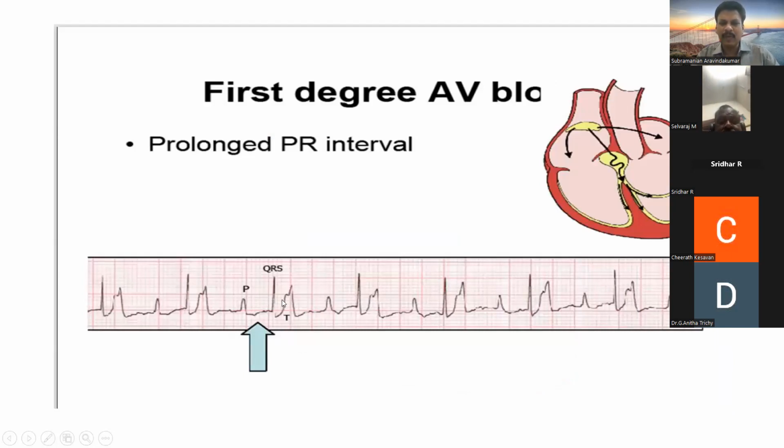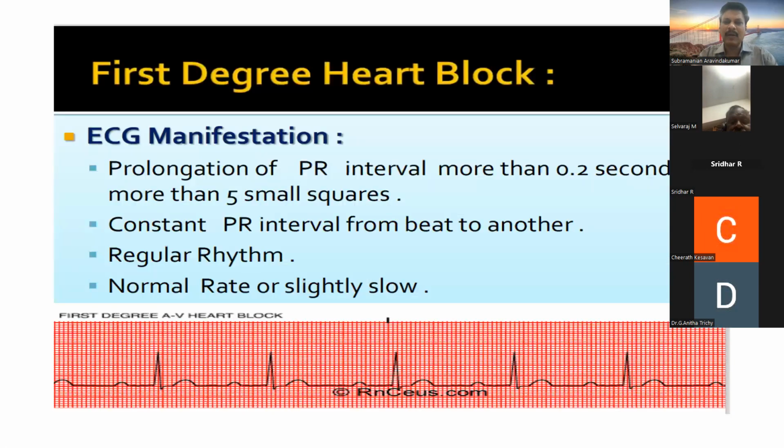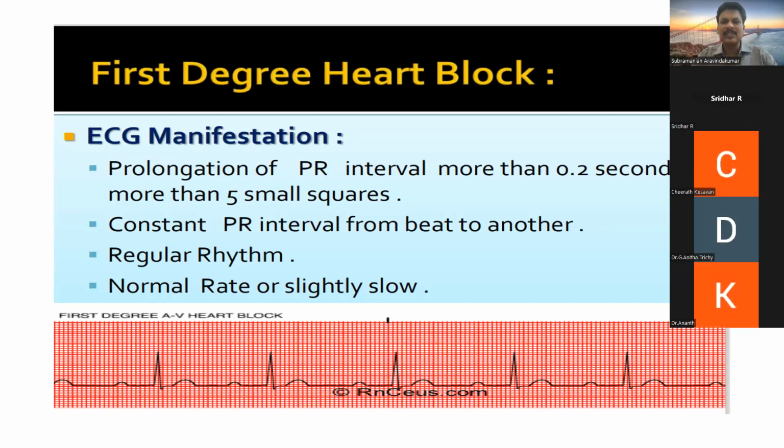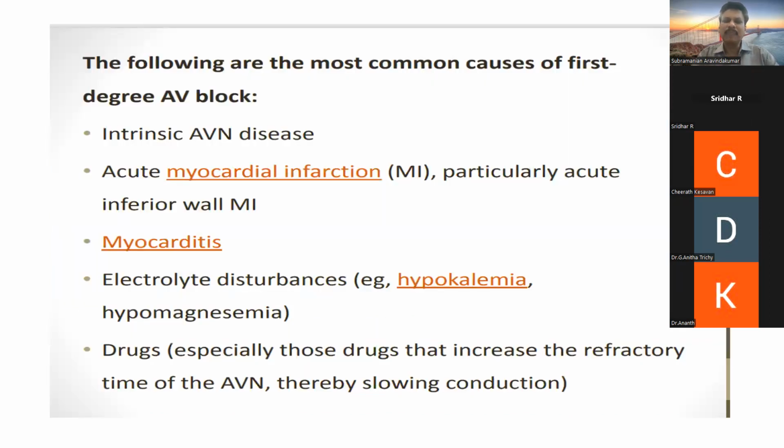Every P wave is followed by a QRS complex, but the PR interval is more than 5 small squares. Here it is 7 small squares, so 280 milliseconds is the PR interval. Now we have a prolongation of the PR interval. This is first degree AV block. So the ECG manifestation is very simple: more than 0.2 seconds or 200 milliseconds, more than 5 small squares, and every P wave is followed by a QRS. Nothing is dropped. Every P wave is followed by a QRS complex, and it is regular.